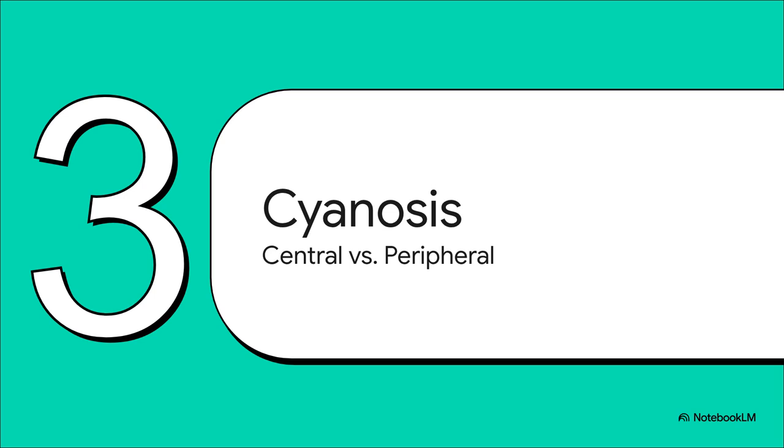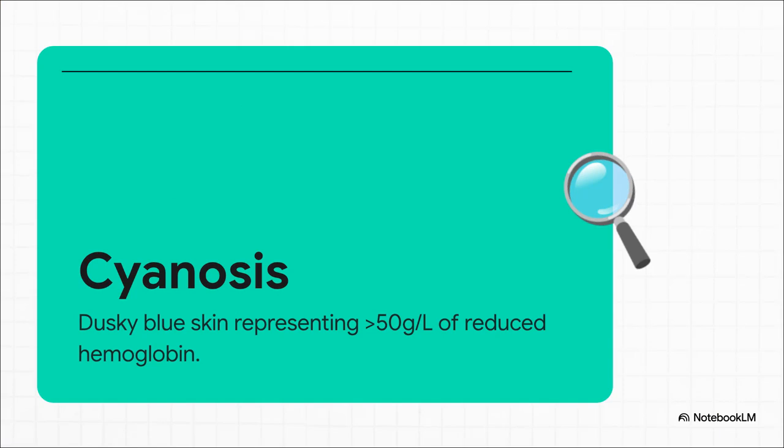Let's break down the mechanics behind this super vital visual clue. Cyanosis is that unmistakable dusky blue discoloration of the skin or mucous membranes. Clinically, it pops up when a patient has more than 50 grams per liter of deoxygenated or reduced hemoglobin flowing through their veins. It's a glaring visual alarm that tissues are starving for oxygen. And interestingly, it actually shows up more easily in patients with polycythemia than those with anemia.